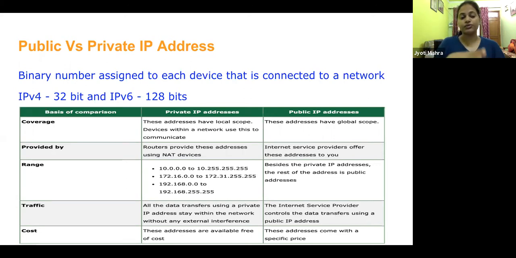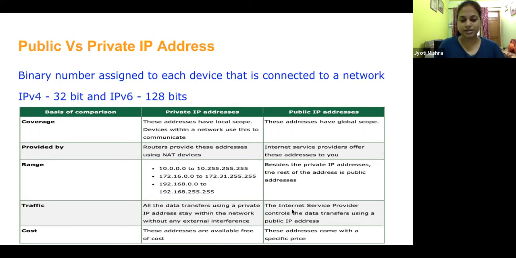So why did we have to move from IPv4 to IPv6? Because with IPv6 you get more addresses. As you know, we are going towards IoT, towards home automation. Now every device in that home automation or IoT needs an IP address. So if we go by IPv4, then we might run out of IP addresses. That's why we are moving towards IPv6.